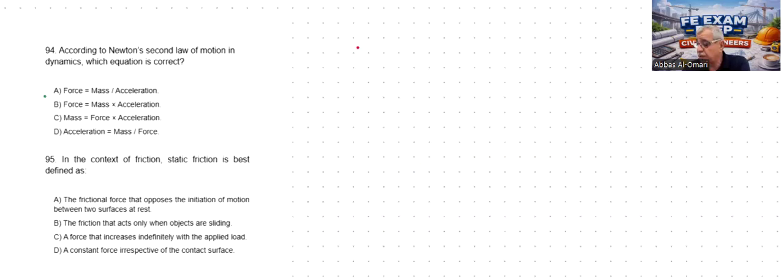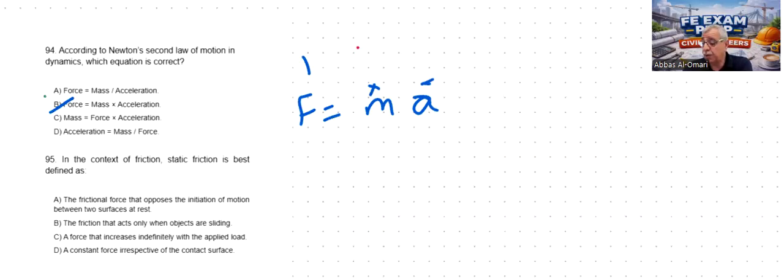Force equals ma, where force is the force in Newtons or pounds-feet, m is the mass and a is the acceleration. So force equals mass times acceleration. This is a very basic question, and it repeats actually in the FE exam.